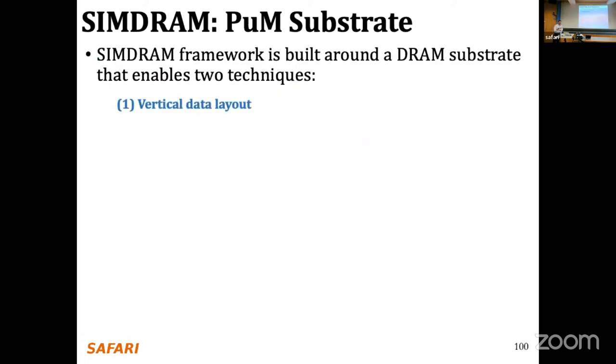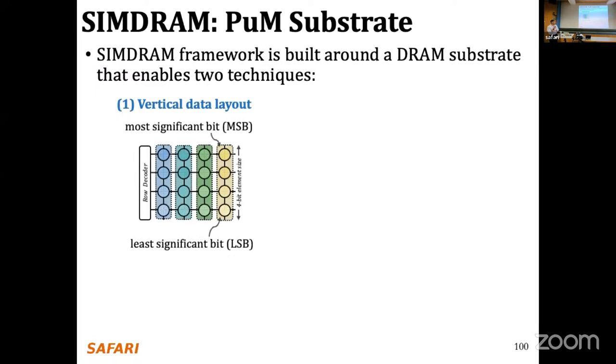So the SIMDRAM work builds on top of two main ideas. The first idea is that we are going to lay out data in a vertical data layout. So in your regular system, you can look at this figure here, like the other way around: this blue column here is a row actually in your system, instead of being a column. So data is laid out in DRAM in a row-major way.